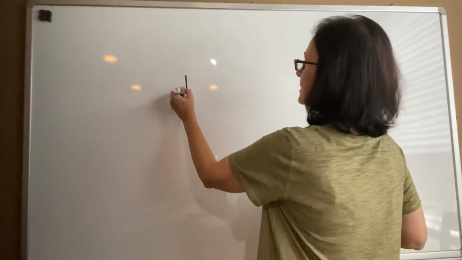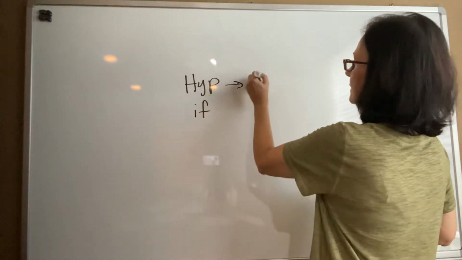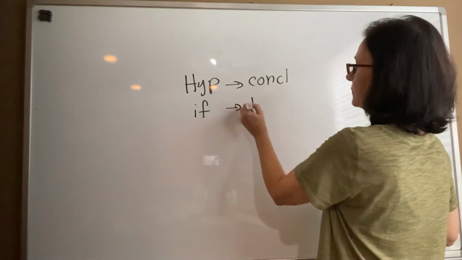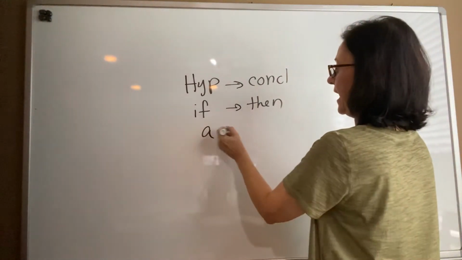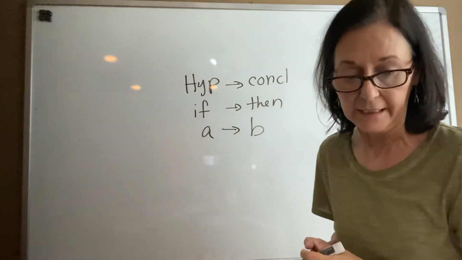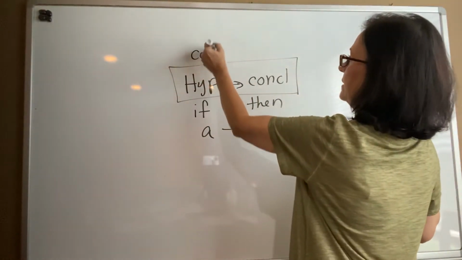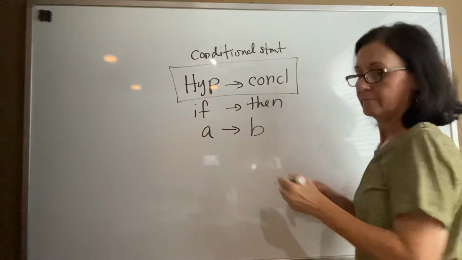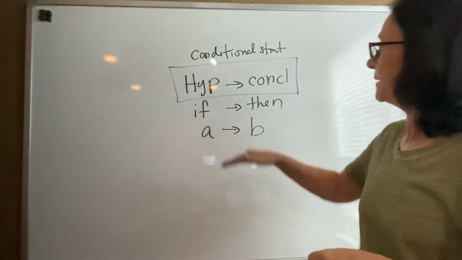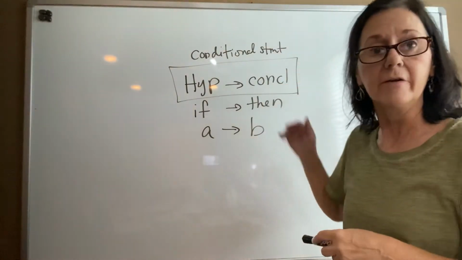It has a hypothesis, which is the if portion, that results in a conclusion, which is the then part. Your textbook says, if A, then B. This whole statement is a conditional statement. Okay? The if part being your hypothesis, the conclusion being your then.